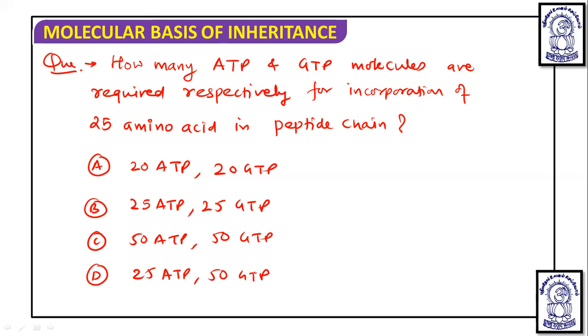Now, dear students, in the previous slide we studied that for addition of one amino acid, one ATP and two GTP are used. So here, how many? 25 amino acids. So 25 ATP and 2 GTP for each amino acid, so 50 GTP. So option D is going to be the correct answer. Okay, so that is all about this.